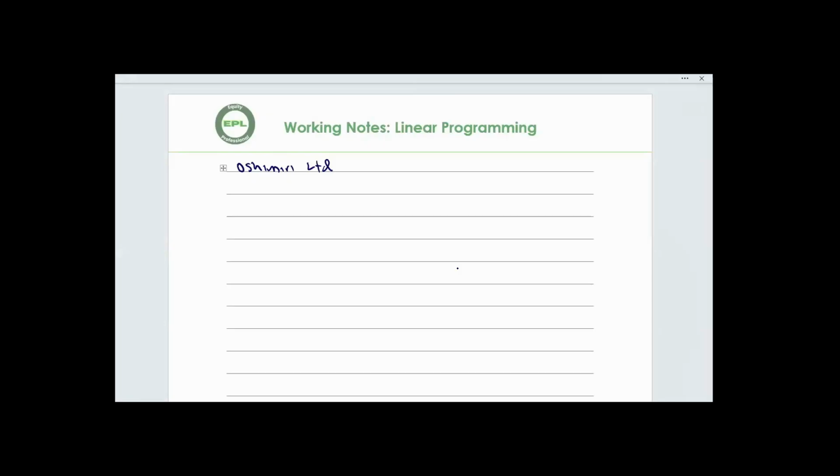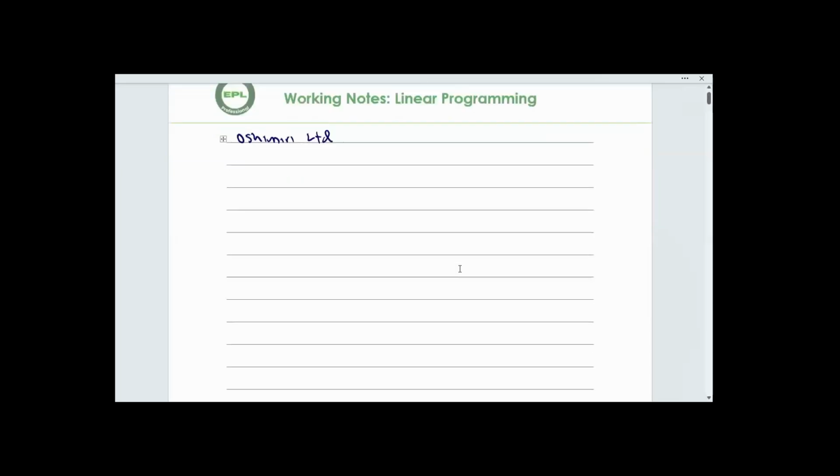Anytime you want to formulate a linear programming model, there are three procedures you are supposed to carry out. The first one is to state the objective function. Step two, you state all relevant constraints. Then step three, you state the non-negativity constraint. That's all. 5 marks within 2 minutes. You are done. Move to the next one.